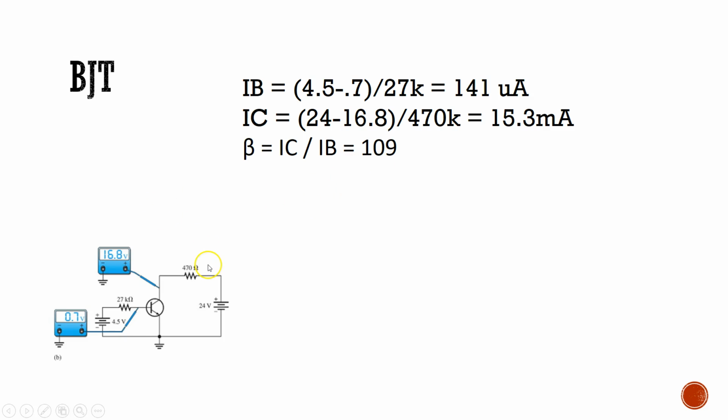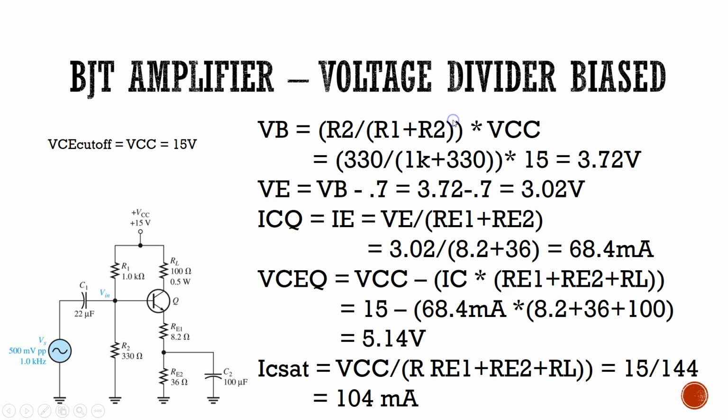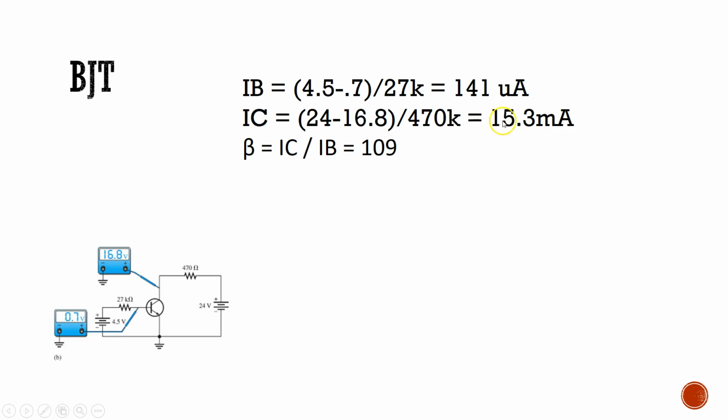Another example here, so we take the 4.5 minus the 0.7 divided by the 27K for 141 microamps. IC, on the other hand, is 24 volts minus 16.8 volts divided by 470, oops, that's not K there, that's just 470 ohms. The answer should still be right, I just had a typo. That gives 15.3 milliamps. We divide IC by IB and get a gain, or a beta, of 109.